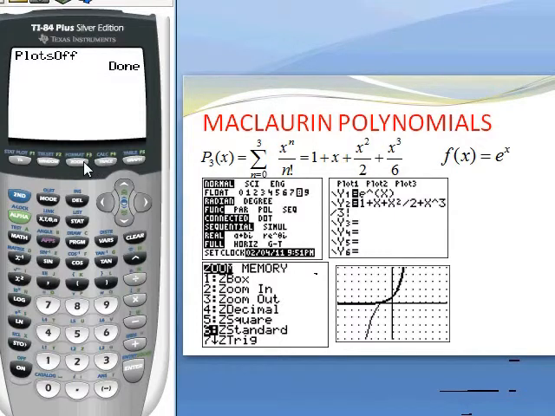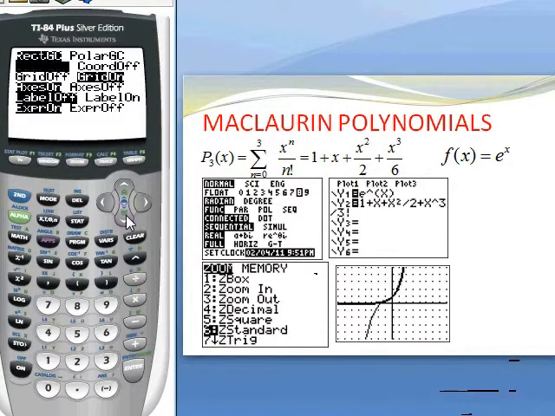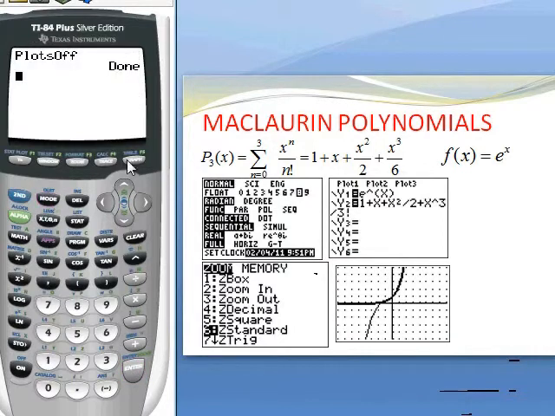You can go to format. So let's look at format. Grid on, you see that third line? So I'm going to turn it off. And then let's quit, and let's graph. Here's my e to the x. And here's my polynomial. And at around 0, I can actually zoom in.